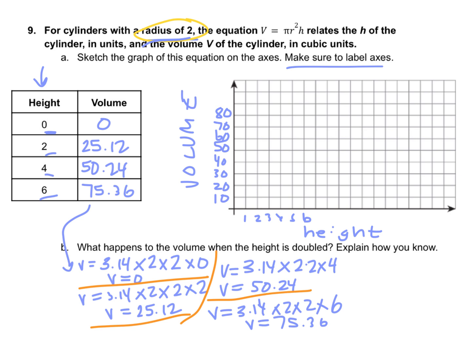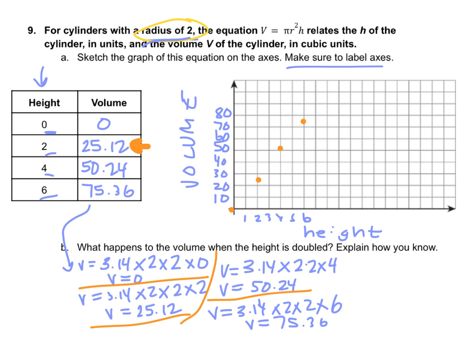Okay, now I just have to plot my ordered pairs that I have just created. So let me take a look at that. Okay, so my first point is 0, 0, so that's right at the origin. Now my second point here is over 2 and up to 25. So that would kind of hover right in the middle there. Over 4 up 50, just a bit over 50. And then over 6 up 75. It's going to be right kind of in the middle. So right there.